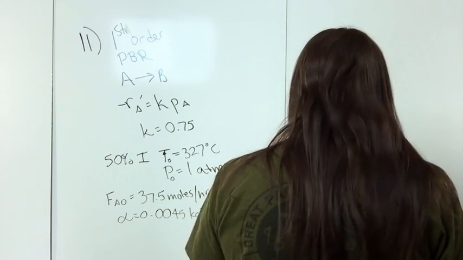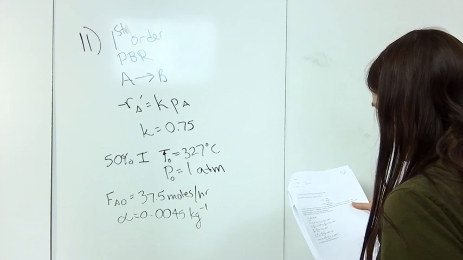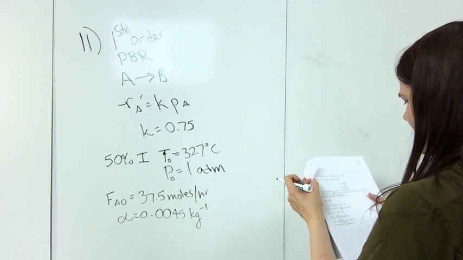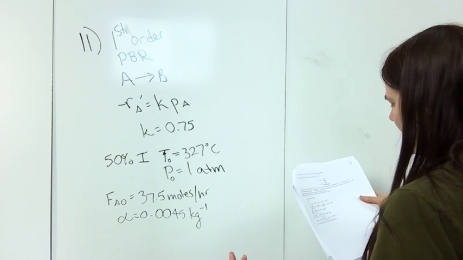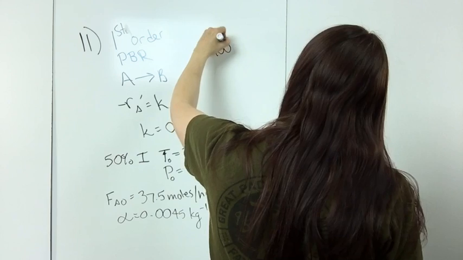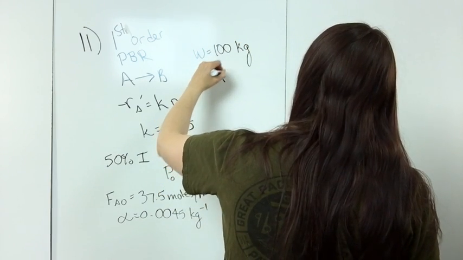And it says, obtain an expression that relates the conversion in the reactor to the weight of the catalyst. State your assumptions. And it says, what conversion can you obtain with 100 kilograms of catalyst? So W is 100 kilograms, and it's asking for X.